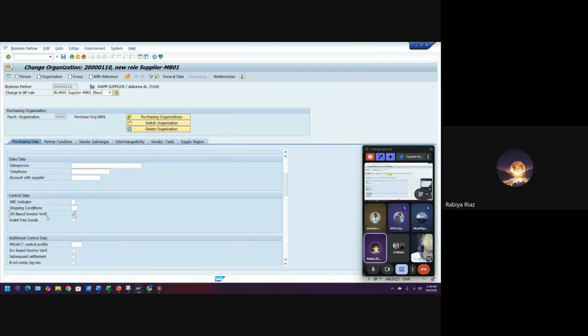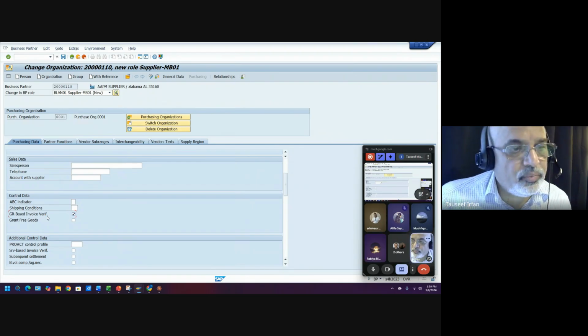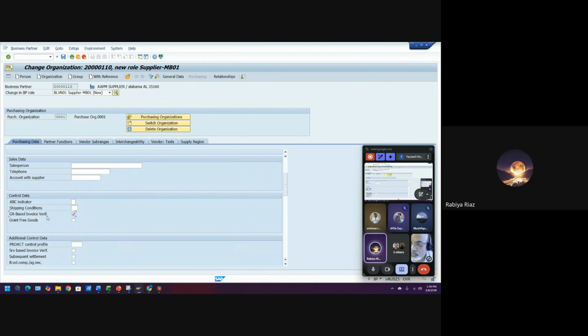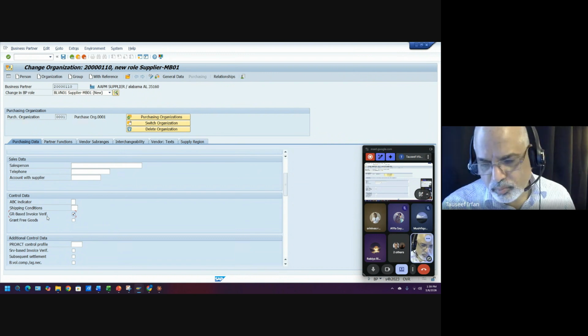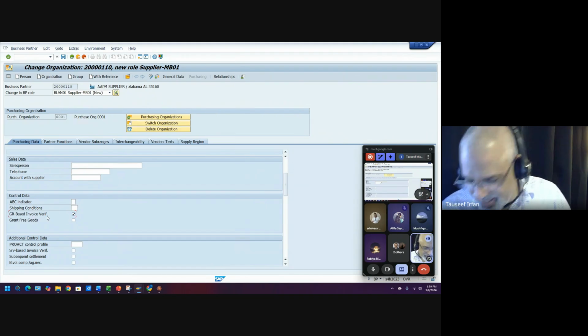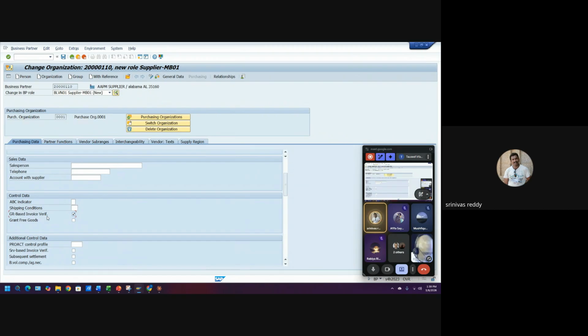Then the warehouse manager verifies this. Then enters it into the system. Sir, once the physical goods are available in our warehouse, at that time we are going to verify.